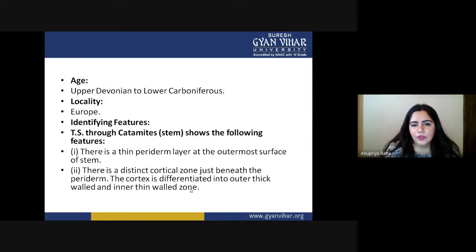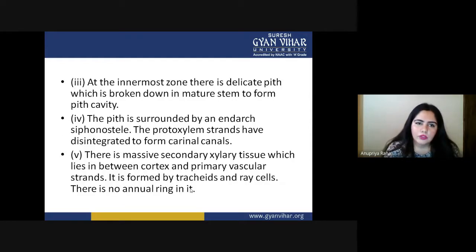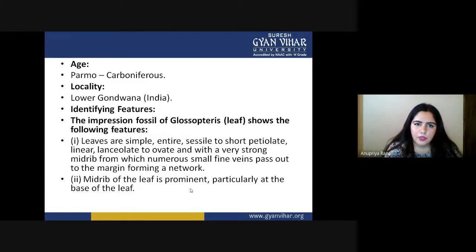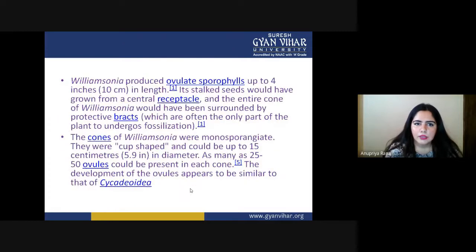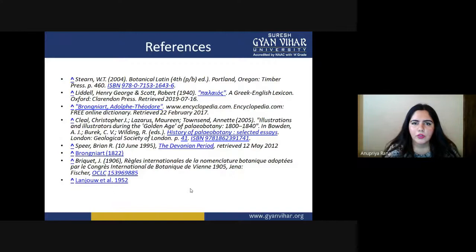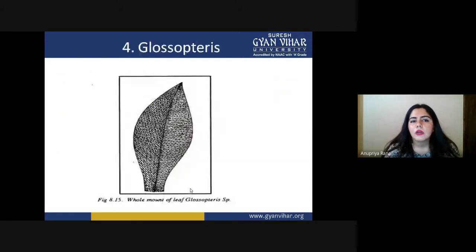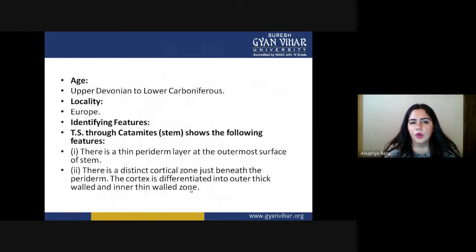Identifying features. We are going to see several other plants like Glossopteris, which is lower Gondwana, India. Psaronius was also from Europe, in some countries. But most of the plants, or even here, I just take some special plants. Normally the plants or fossils that we get for study come mostly from European countries.